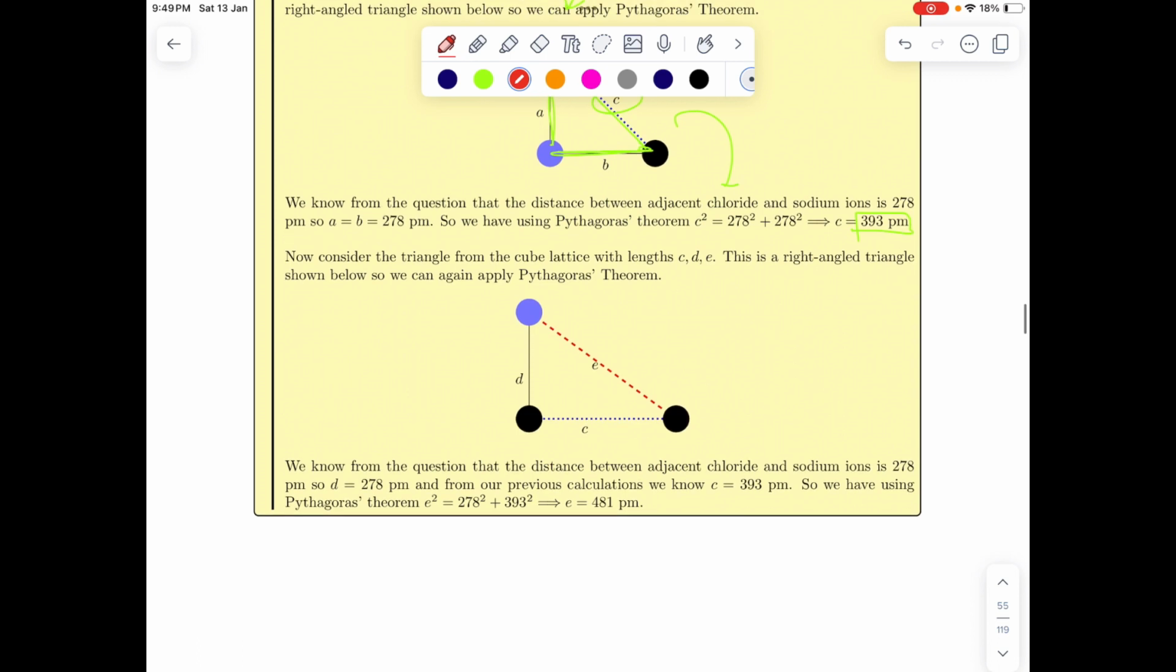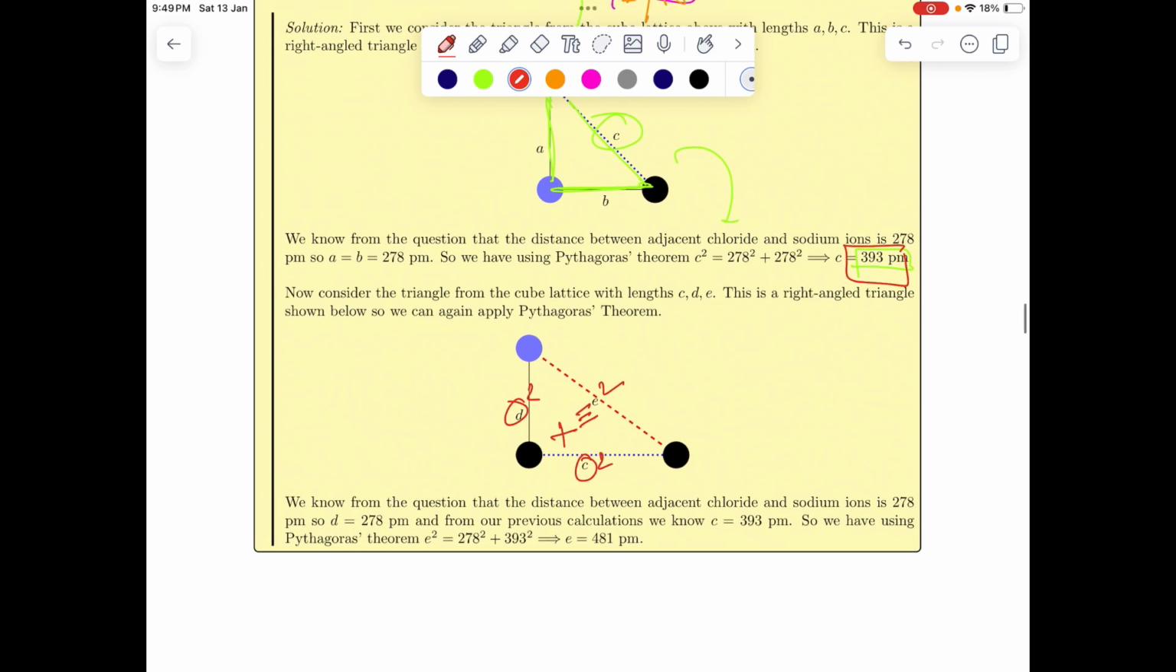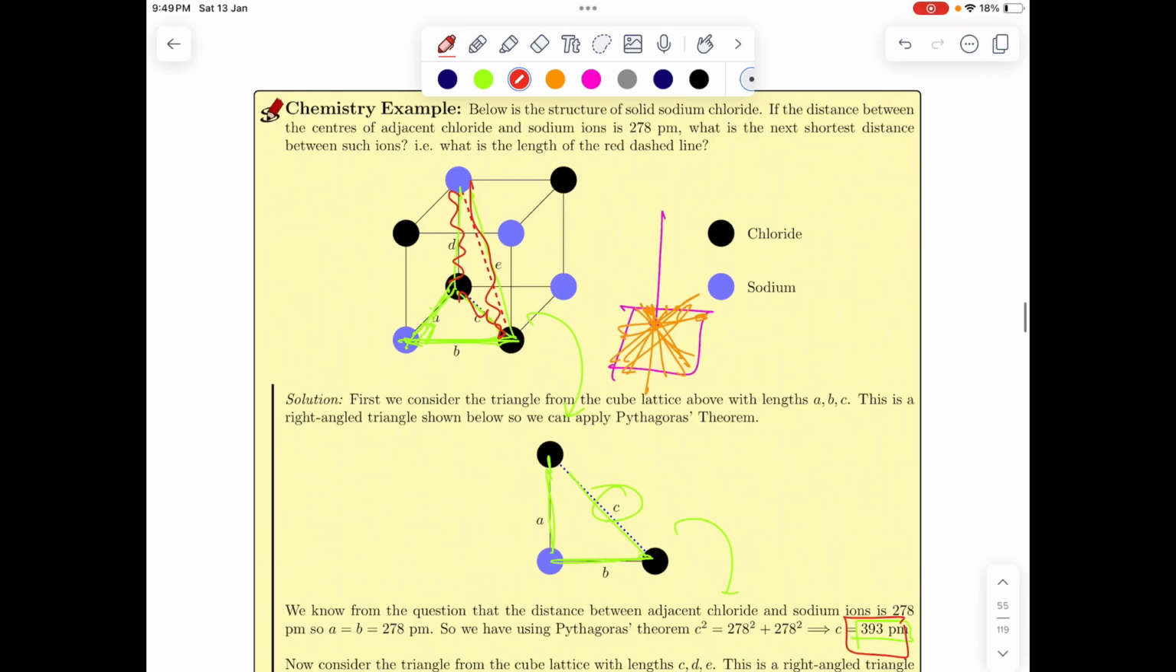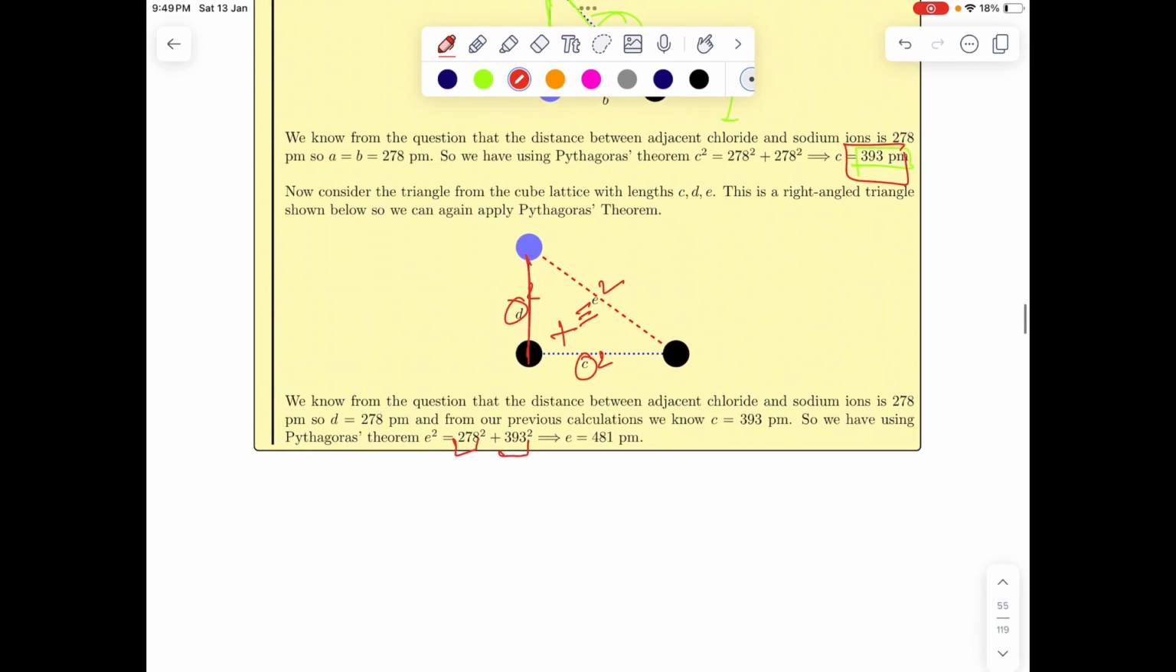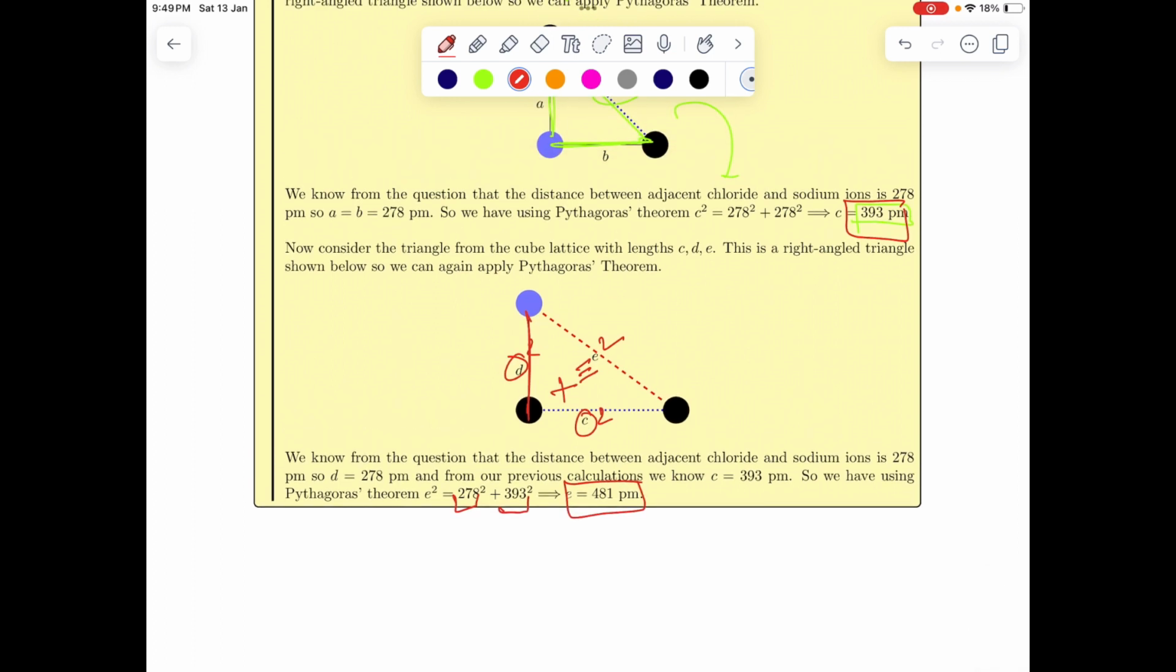Now you use Pythagoras in this triangle. You know D square plus C square is going to be E square. So if you add these squares, that will be E square. Once we know from here 393, and the other distance is basically 278 because this is the diagonal, right? And this is the side length of this cube. So that will give you 481 picometer.